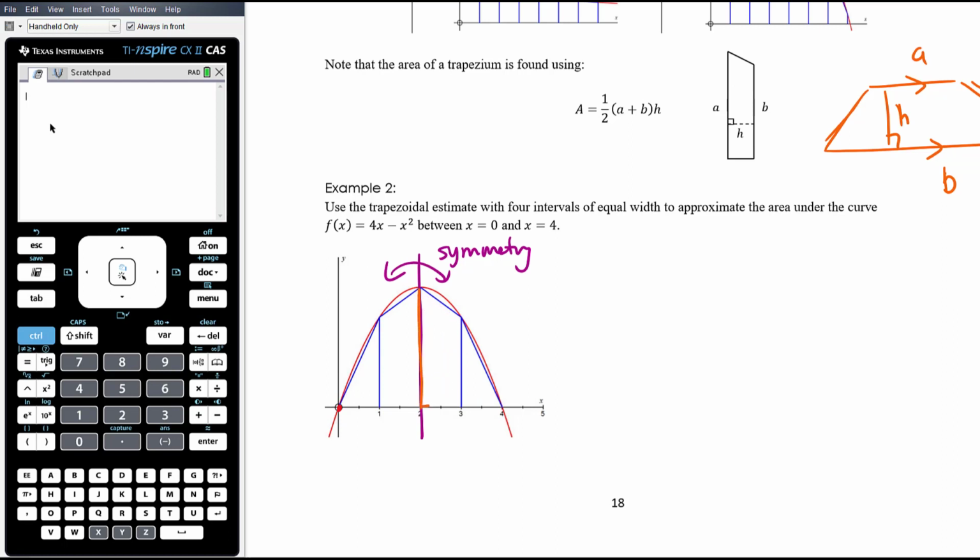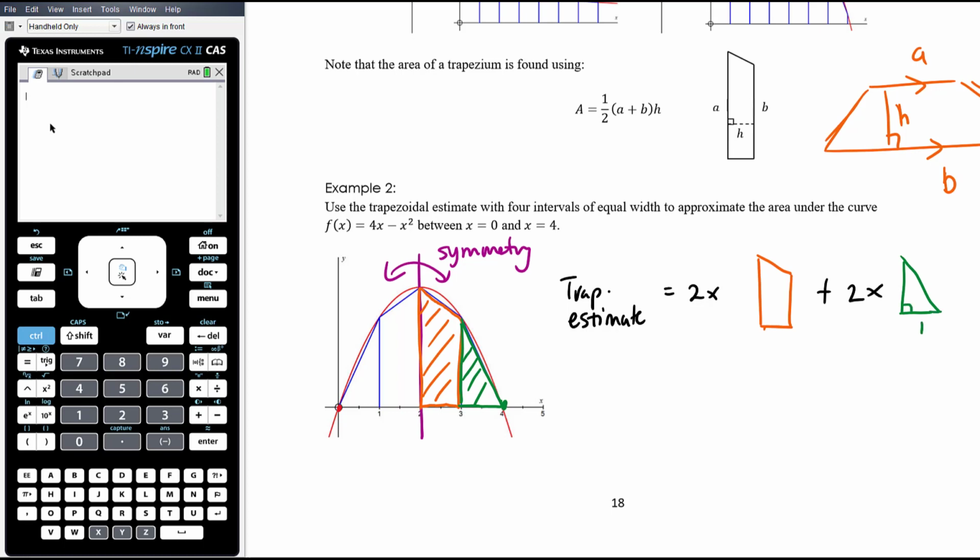So 1 trapezium, I'm going to highlight that in orange here. And then we also have 1 triangle because we get straight down to the x-axis here. So we simply want to calculate the area of those 2 shapes to get our trapezoidal estimate. So the trapezoidal estimate is going to be 2 lots of this plus 2 lots of this.